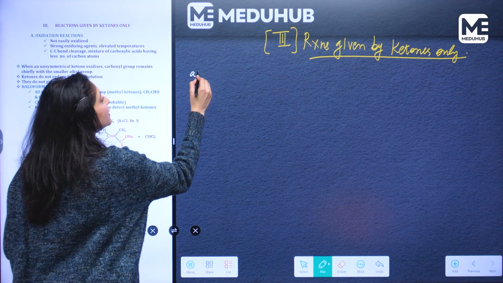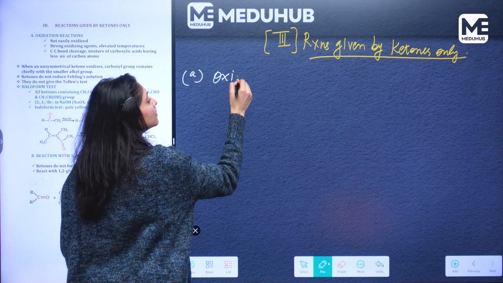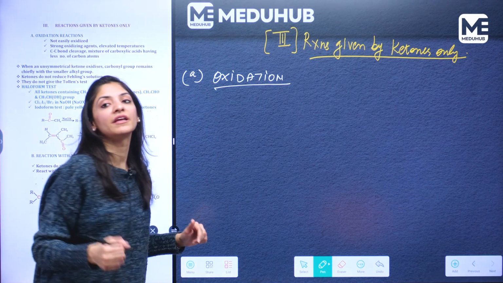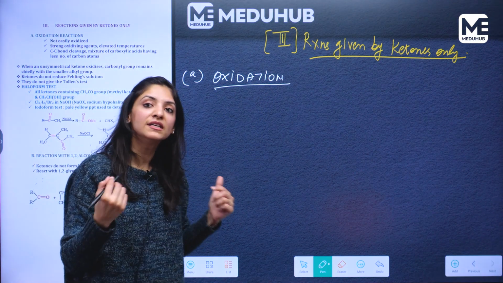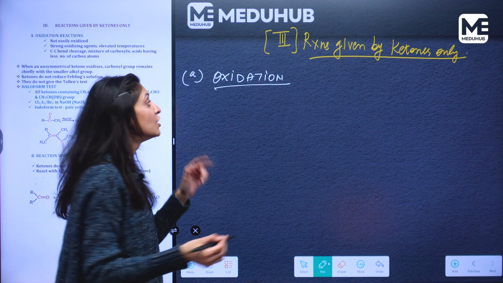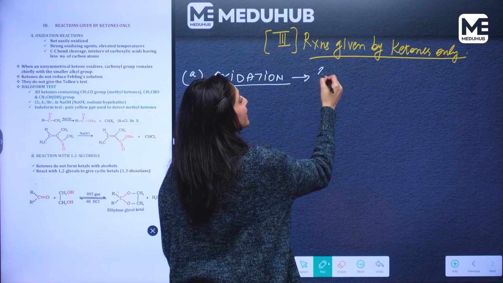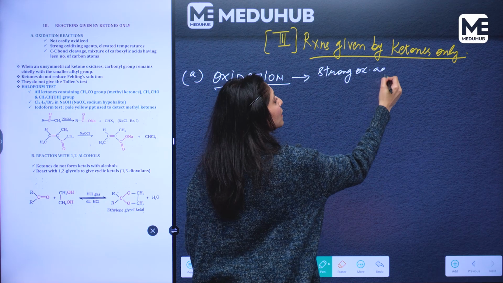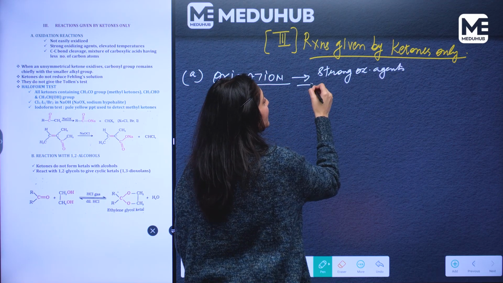Talk about oxidation here, ketones are very difficult to oxidize. They are not easily oxidized to carboxylic acids. So you need drastic conditions like very strong oxidizing agents and elevated temperatures.